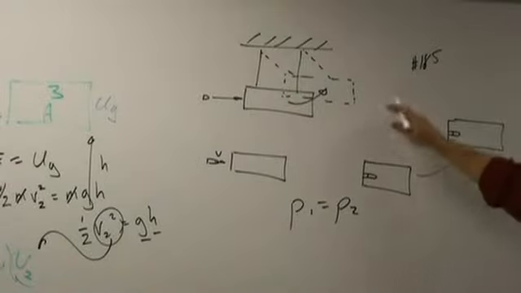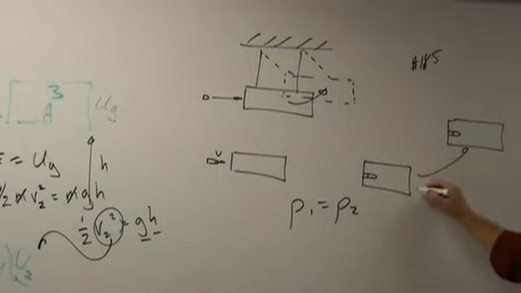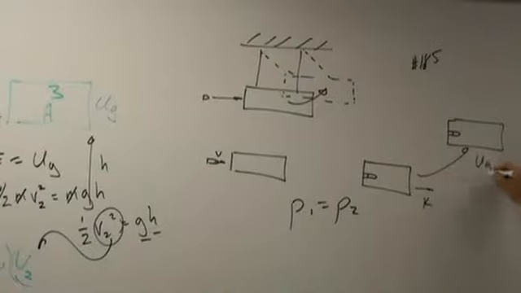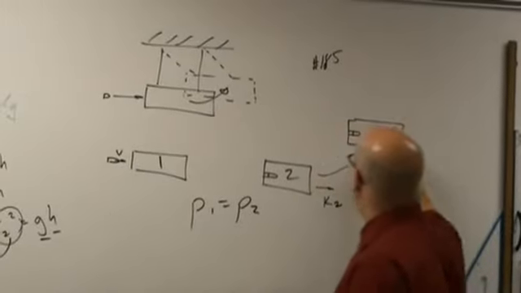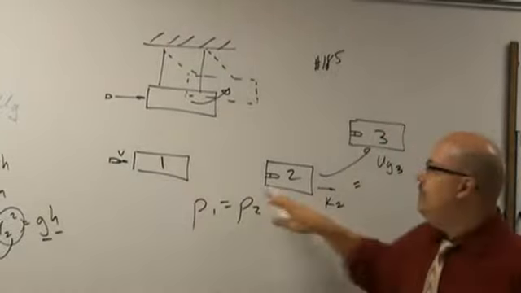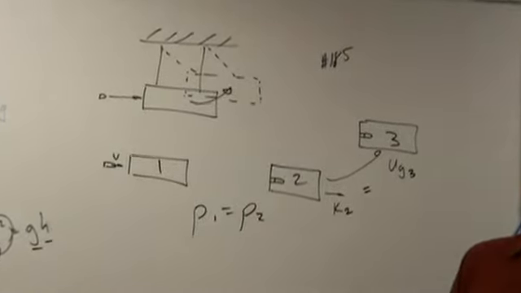And then from here to here, it swings upward this time, with no air resistance. So again, we have kinetic energy here turns into gravitational potential energy up here, and those must be equal, right? From this location to this location. So 1, 2, 3. The connector from 1 to 2 is momentum. Connector from 2 to 3 is energy.